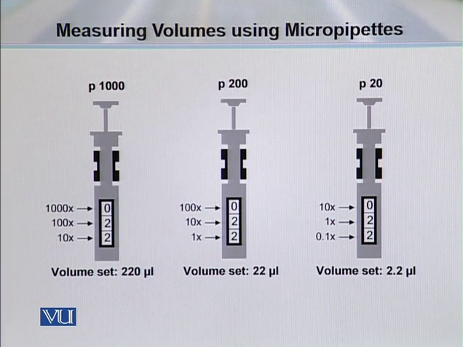In all these three micropipettes, you can see the digital volume indicator have 22. But this 22 number shows different volumes which can be taken up. P1000 shows 220 microliter, P200 shows 22 microliter, and P20 shows 2.2 microliter can be taken at these adjustments.